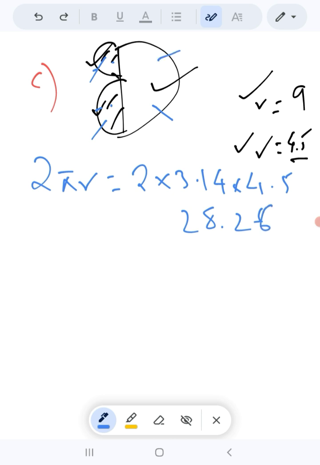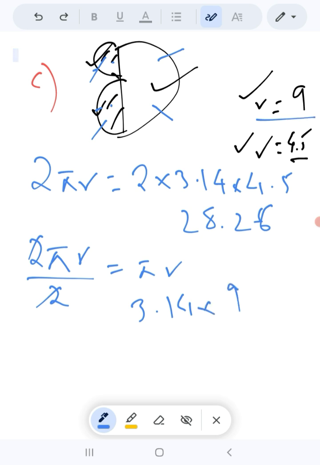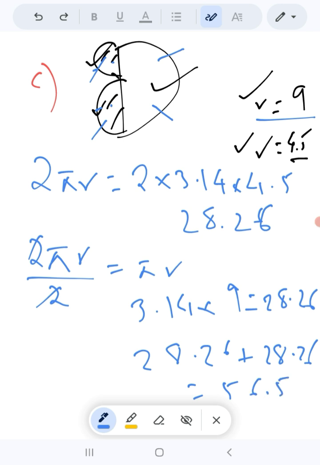Okay, now as in the question I need this circumference as well, so it's going to be 2 pi r divided by 2, because this is a semicircle. So the formula is now pi r, which means 3.14 multiplied by radius 9 now. So 3.14 multiplied by 9 makes 28.26 again. Okay, so now 28.26 plus 28.26, your final answer is going to be 56.52. Okay.